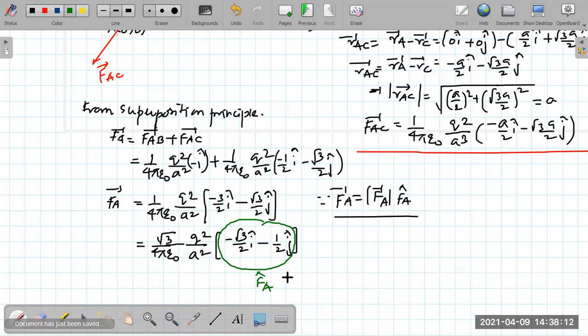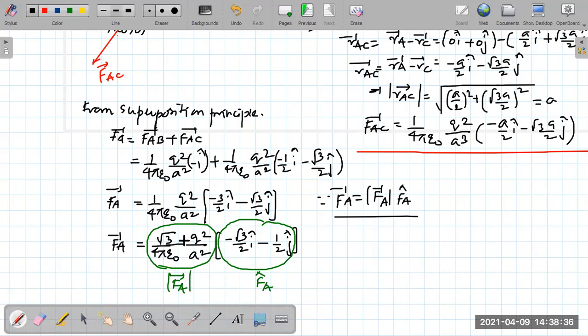So this is a unit vector. Just now Nachiket answered, right? Here this will be under root a by 2 whole square plus 3a by 2 whole square will be a. So this will be the unit vector, and this will be the magnitude of A. Got the point? So this is the final answer, net force on A.